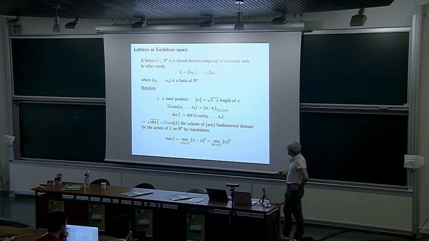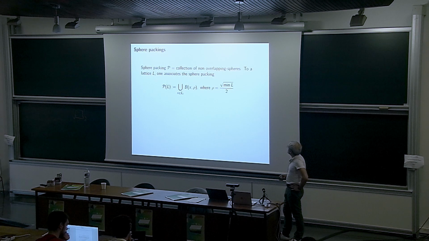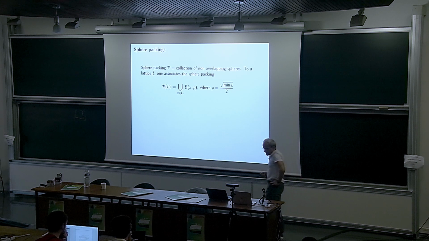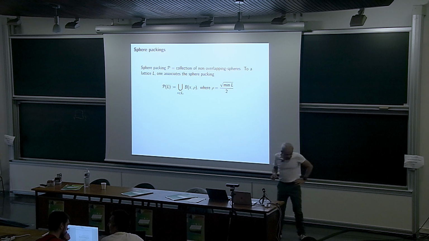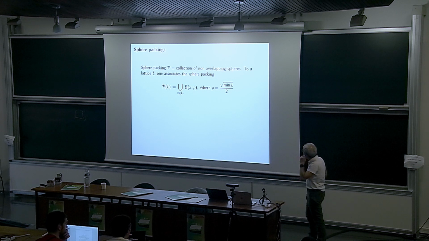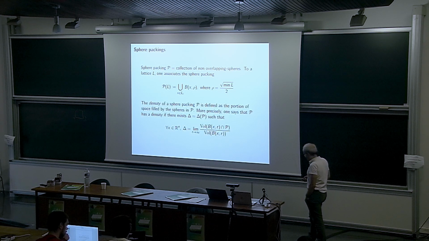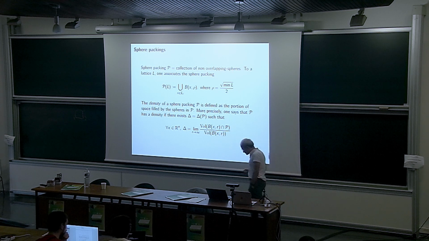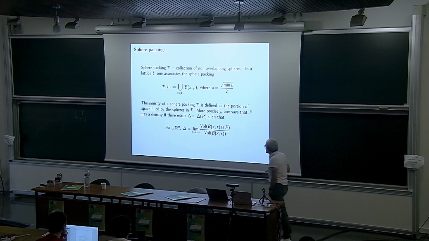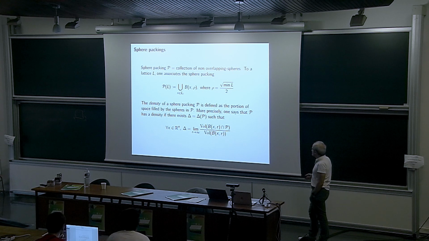This is, I think, very well known, but I recall what it means. First, I recall what I mean by sphere packing in general. It's just a collection of non-overlapping spheres of equal radius. To such a packing, one can try to associate a density. This density does not always exist. It depends on how random your distribution is.